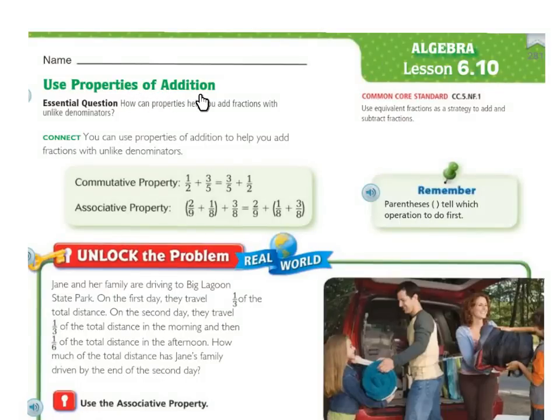Use properties of addition. Our essential question today, how can properties help you add fractions with unlike denominators? Let's connect. You can use properties of addition to help you add fractions with unlike denominators.